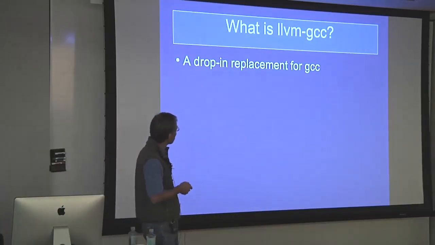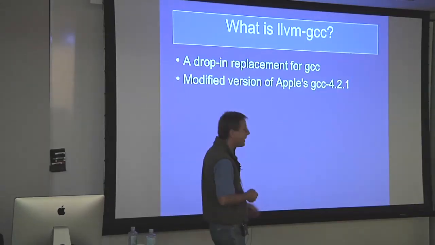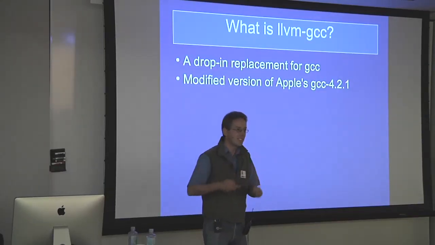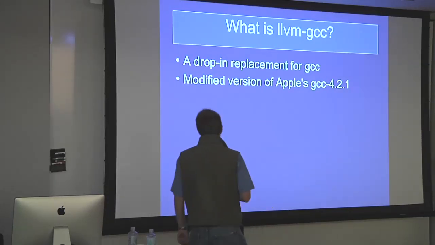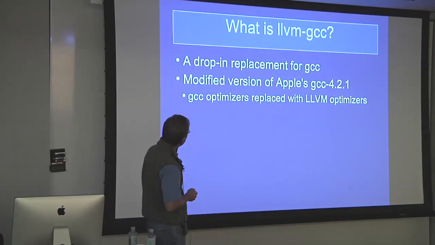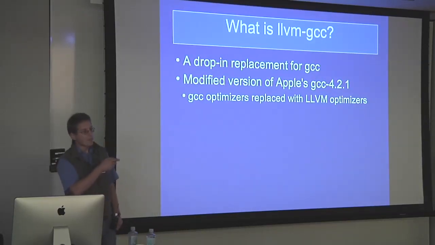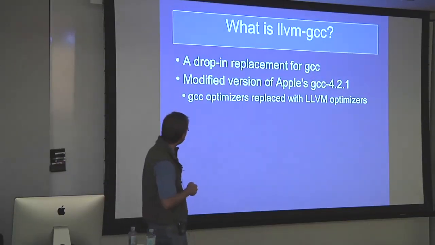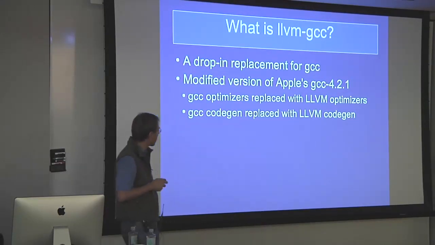It's a drop-in replacement for GCC, takes all the same command line arguments, works in exactly the same way, and that's because it actually is GCC. To be more precise, it's Apple's version of GCC 4.2, and it's been modified. The basic principle is to rip out all the GCC optimizers, replace them with LLVM's optimizers, rip out GCC codegen, replace that with LLVM code generators.